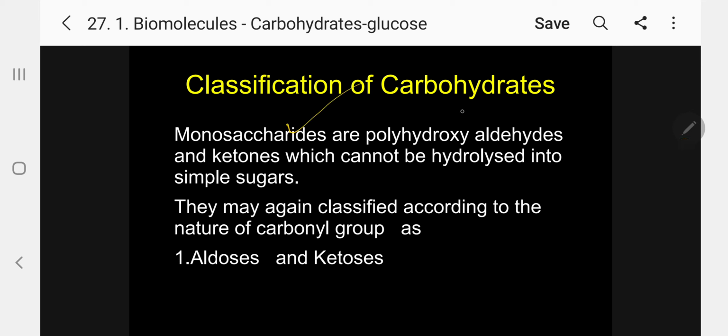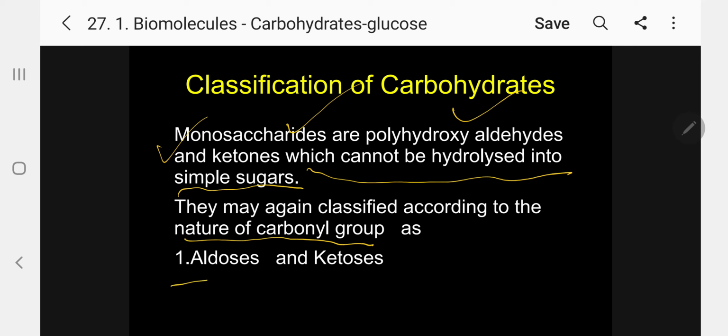Monosaccharides are all polyhydroxyaldehydes or ketones which cannot be hydrolyzed further into simple sugars. So this is the final unit. They may again be classified according to the nature of the carbonyl group as aldoses and ketoses. For example, aldose with 6 carbon atoms, example glucose. Ketose with 6 carbon atoms, example fructose. These two we are going to study in our syllabus.